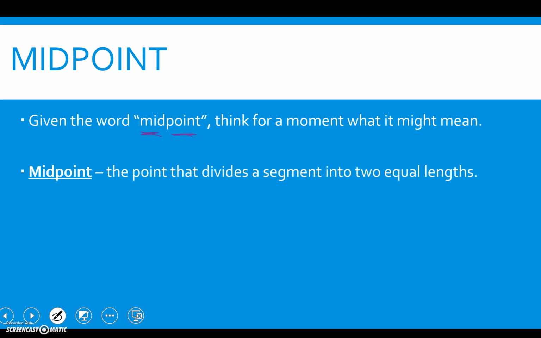So a formal definition would be, a midpoint is the point that divides a segment into two equal lengths. In other words, it's a point that's exactly in the middle, so that to the left and to the right of it is equal length.